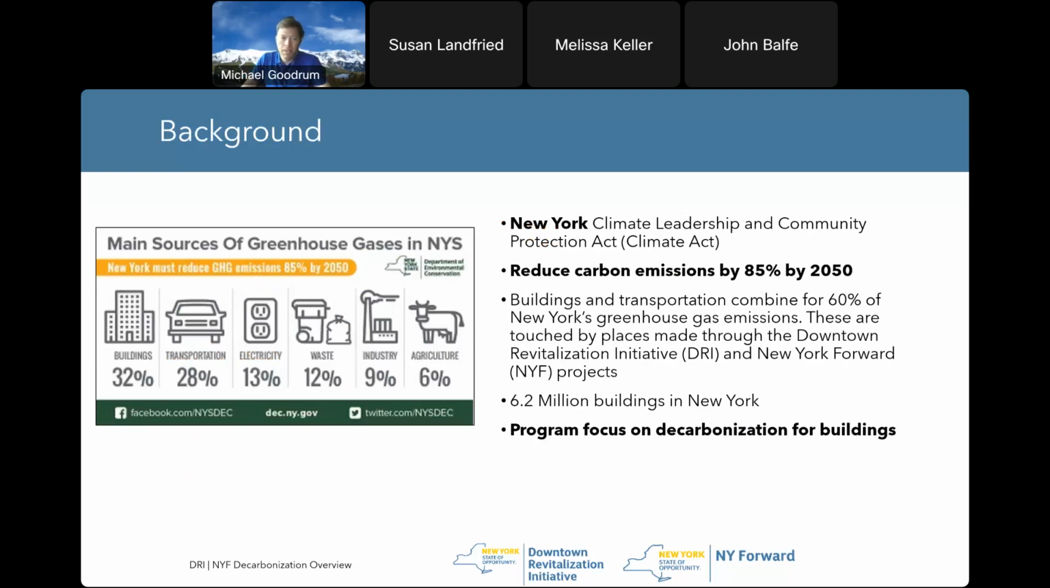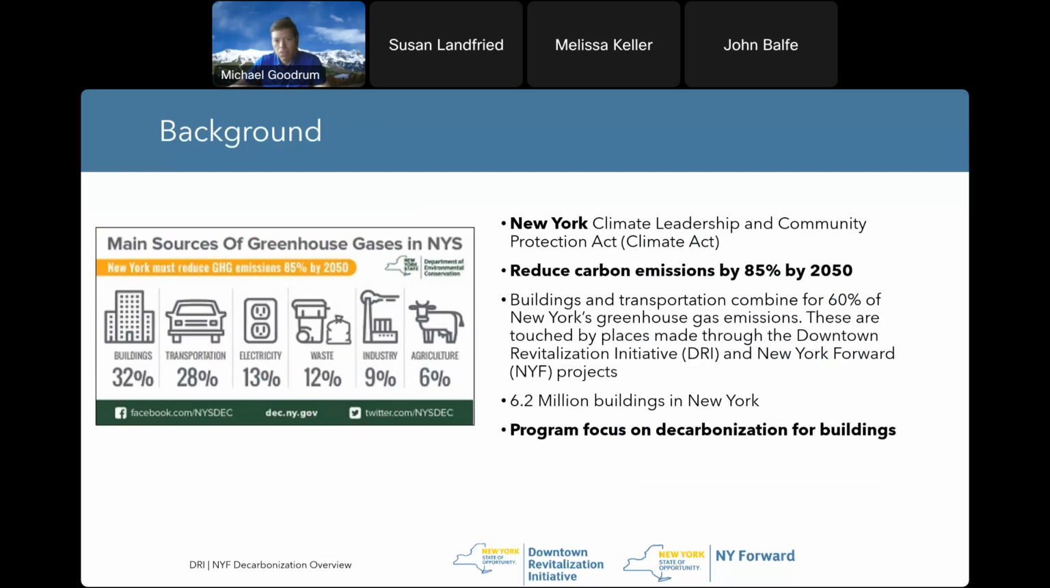A little bit of background on decarbonization in New York. The state of New York passed the Climate Leadership and Community Protection Act, which sets a goal of reducing carbon emissions by 85% by 2050. And you can see from the graphic on the left there that about 60% of emissions come from buildings and transportation, and you can see a big chunk of that is buildings.